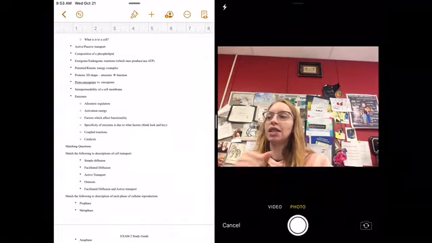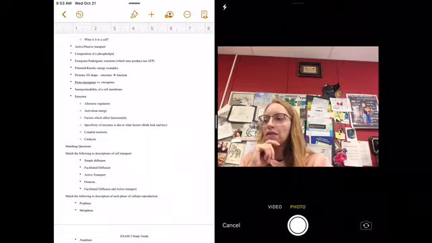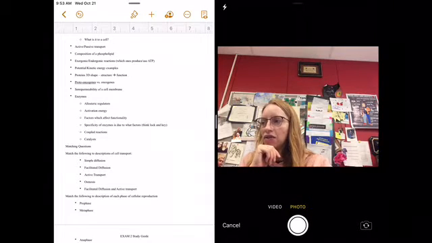Potential versus kinetic energy examples. You have a couple of questions on your test. One of them talks about a battery. A battery is always potential energy because it's energy that's stored and hasn't been used yet. And you have some that ask you to identify kinetic energy.